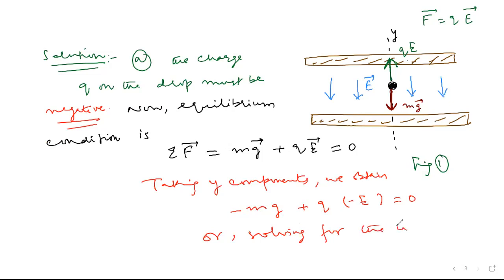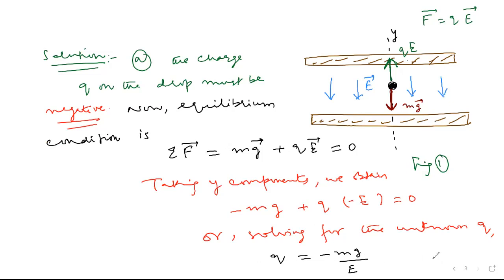Solving for the unknown q, we have q is equal to minus mg over E. Now how to find the mass of the oil drop? g we know, E is also given.